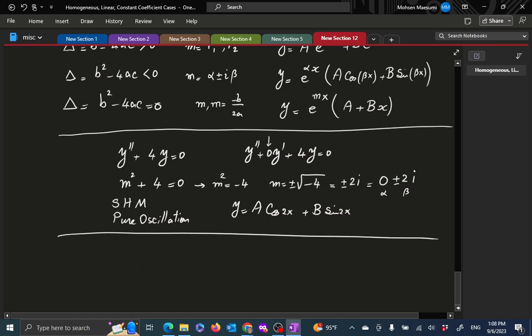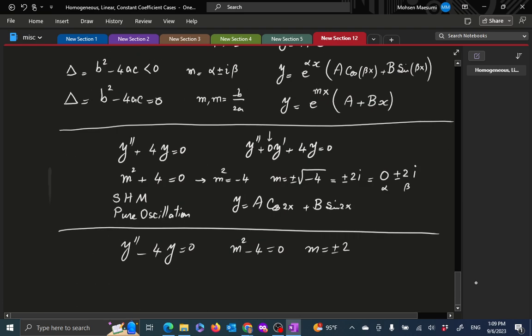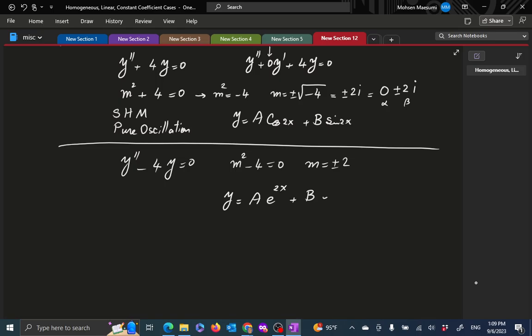Okay, a similar problem is, say, y double prime minus 4y is equal to 0. The equation for that is m squared minus 4 equal to 0. This one, we don't have the headache of complex numbers, just plus or minus 2. A common mistake is to think the only root here is 2, but it's plus or minus 2. So that's like the first example we had. You can write your solution as a exponential of 2x plus b exponential of minus 2x.